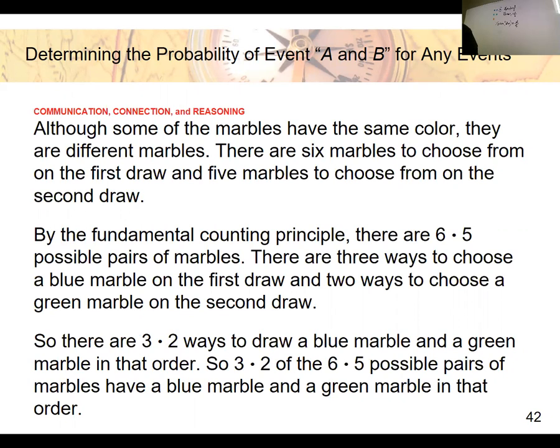I'm going to skip over some of this, but I can talk about some of it. There are 6 marbles to choose from on the first draw and then 5 on the second draw. Using the fundamental counting principle, or the fundamental multiplication principle, because you're multiplying 6 times 5, that gives the possible pairs of marbles. There are 3 ways to choose a blue marble on the first draw and 2 ways to choose a green marble on the second, so that's 3 times 2 or 6 ways to draw a blue marble and a green marble in that order.